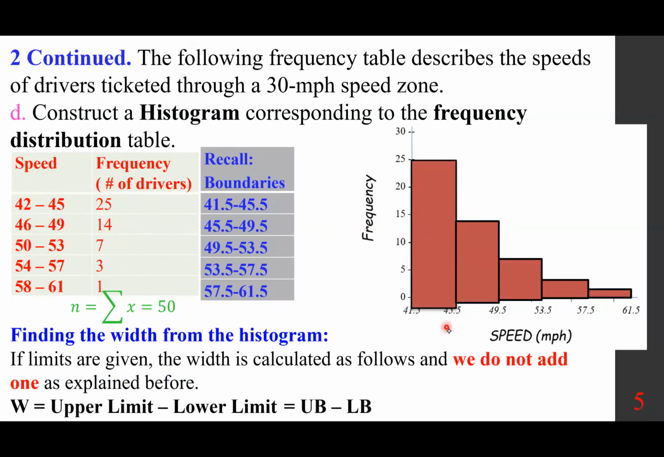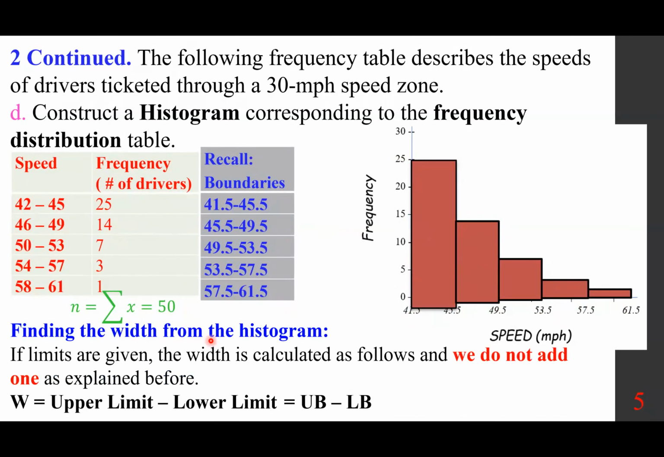Now, what I want to mention, when you want to find the width from the histogram, if limits are given, the width is calculated as follows, and we do not add one, upper limit minus lower limit. Again, this is what seems to be the case in some texts. I just wanted to mention that. But when we do it the way I explained, with the frequency distribution table, it is upper limit minus lower limit, plus 1 unit. So you want to be careful with that.